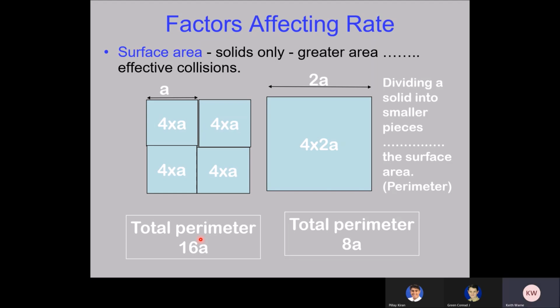I used to think South Africa's got a massive coastline, much bigger than a small country like the UK. The UK's coastline is actually much bigger than South Africa because it's got so many little islands. So with a solid, if you want a solid to react faster, you must break it into smaller pieces. Now we know that anyway, don't we?